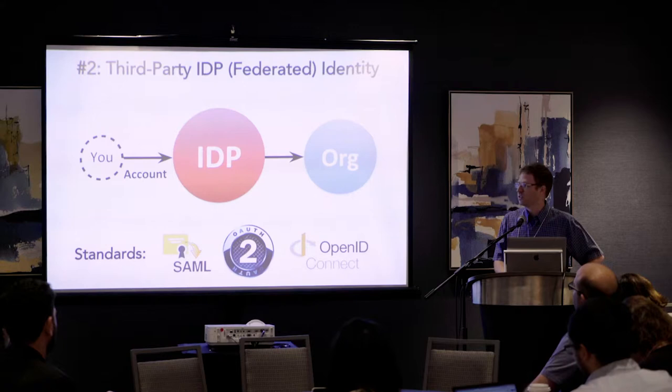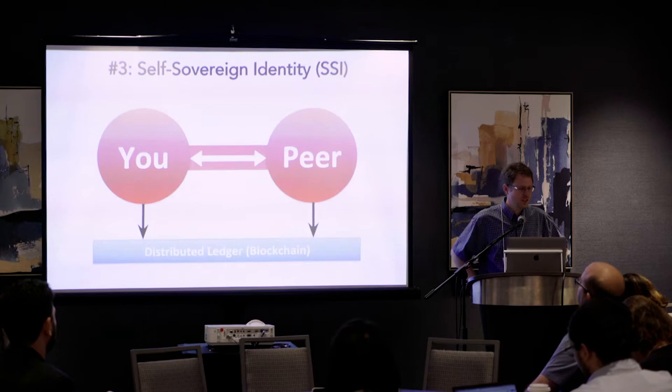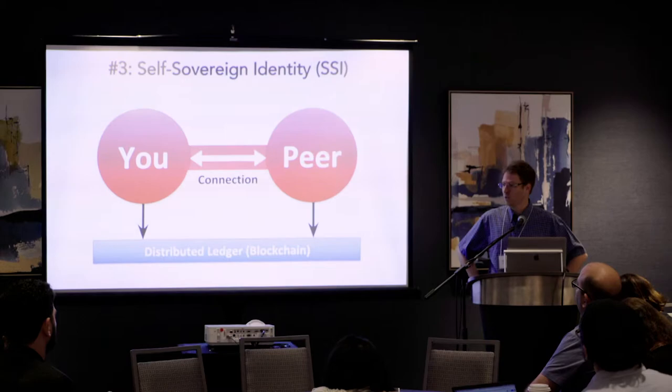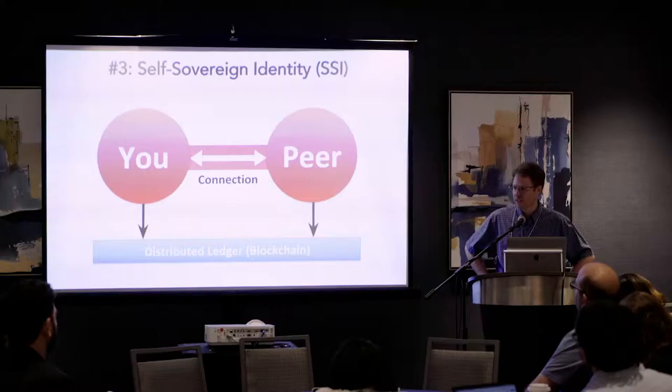But the thing that a blockchain gives us is a place where you can write attributes. And everyone can write attributes. And that's really, really interesting. Because suddenly, you don't really have an account anymore. What you have is a connection. Because you have keys, and they have keys. So just like they know who you are, instead of just the bank authenticating you, you can now authenticate the bank.